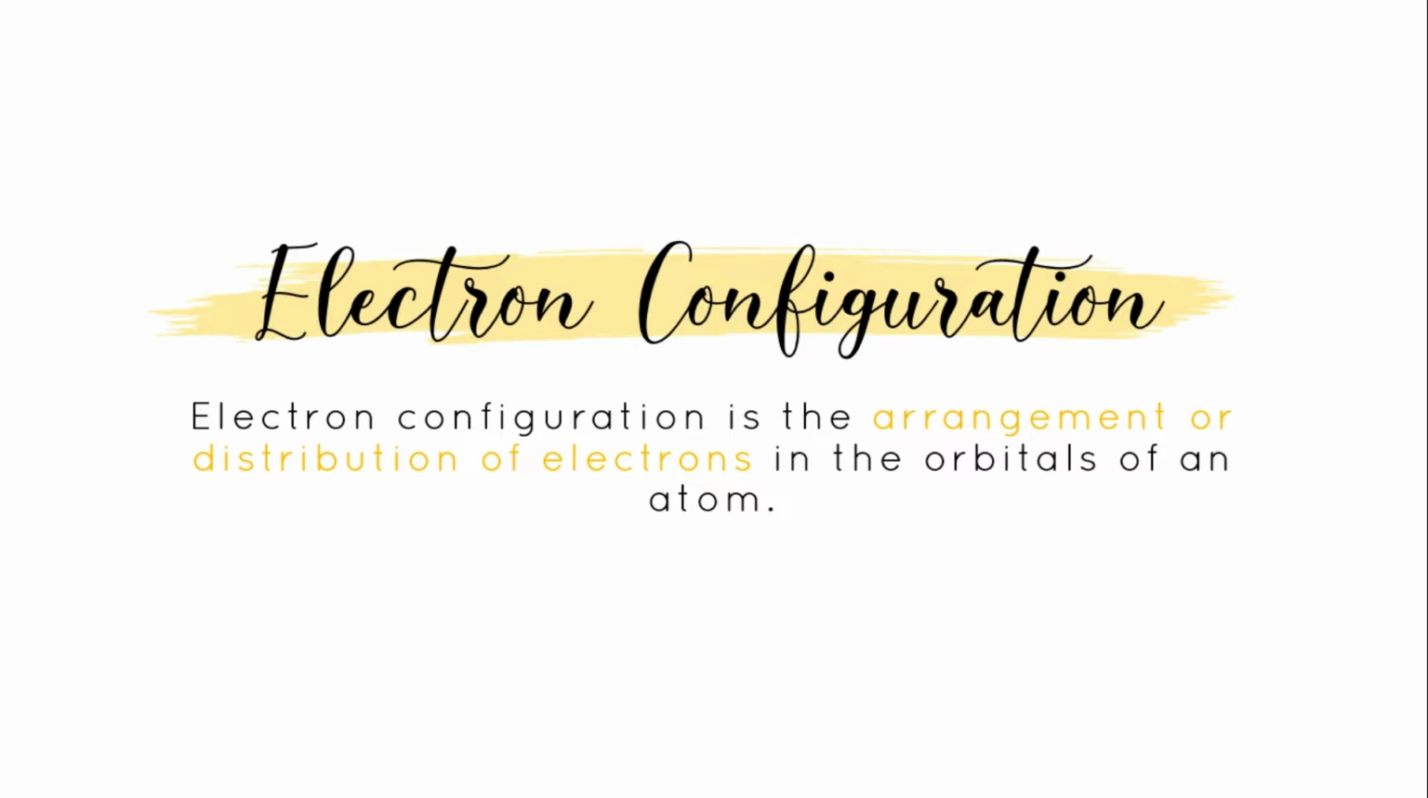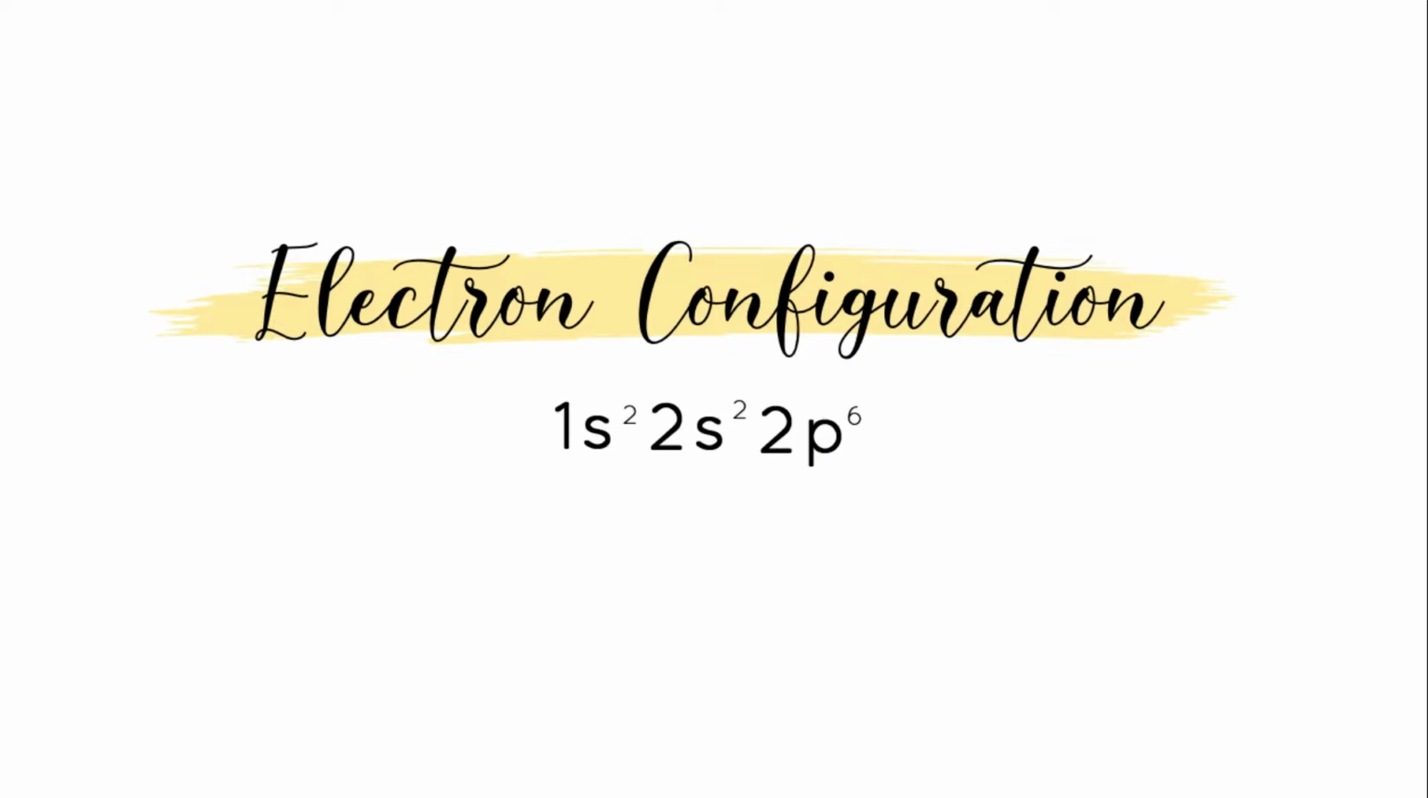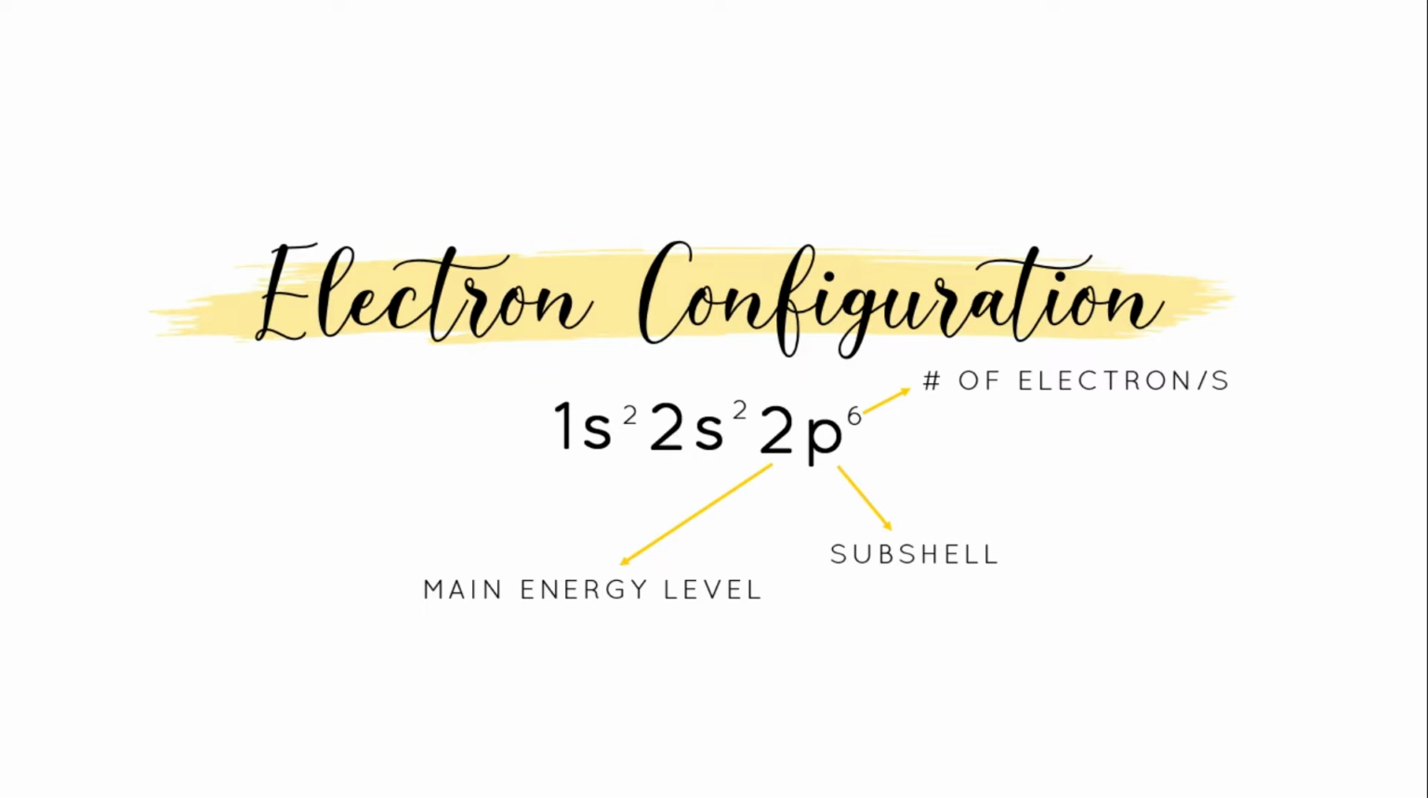In its simplest definition, electron configuration is the arrangement or distribution of electrons in the orbitals of an atom. So this is what an electron configuration looks like. This is the electron configuration of neon, the 10th element in the periodic table. The 2 here, we call it the main energy level. The p here, we call it the subshell. And the superscript up there, the 6, refers to the number of electrons in that specific subshell.